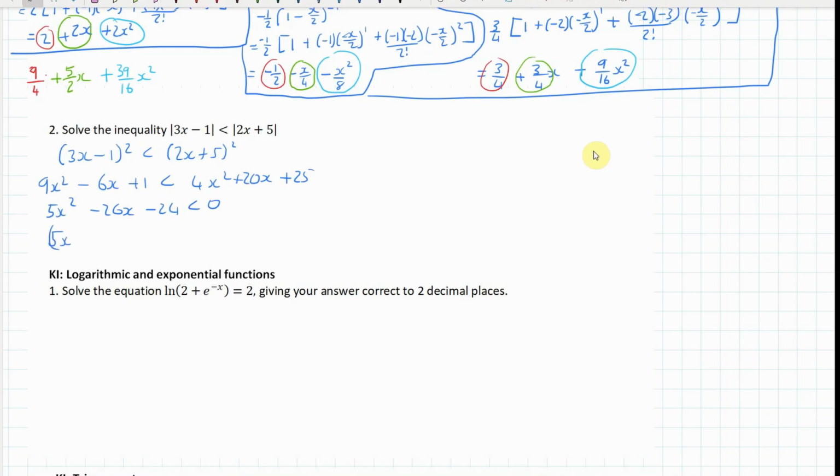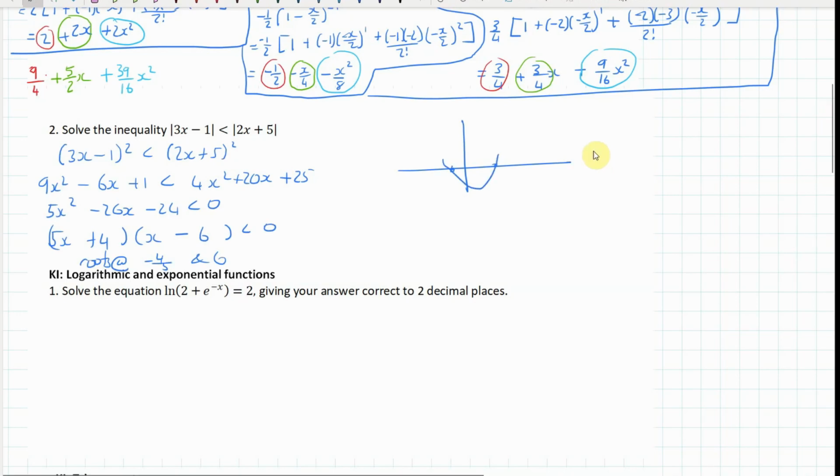Yeah, 5x, x 6 is negative 6 is 30. Negative 30 plus 4. Okay, now at this point, I know that I've got roots at negative 4/5 and 6. So something like this, something like this. And we're wanting where is this less than 0. So it's less than 0 between those two values. So for us to finish off and solve the equation, we just go negative 4/5 is less than x is less than 6. We want that spot there.